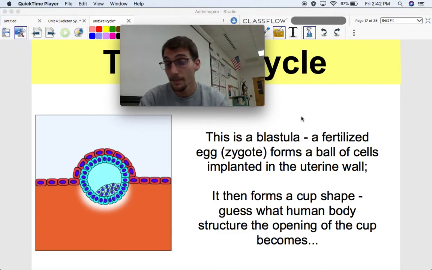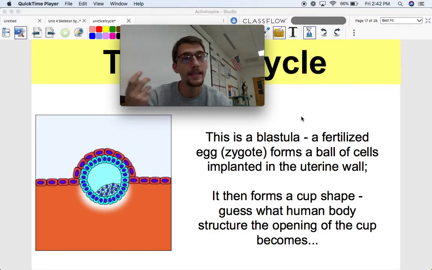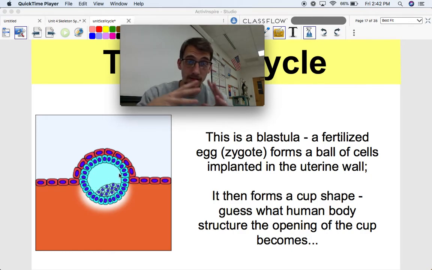Okay? And then it forms a cup shape, and I'm going to challenge you to guess what human body structure the opening of the cup shape becomes. It's called a blastocyst, and I want you to figure that out for yourself. Maybe just do a Google search. But anyway, one cell becomes this ball of cells, and that ball of cells eventually will become specialized, and it will become a fully functional human being.